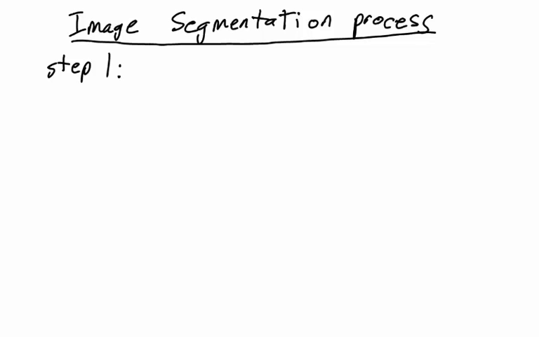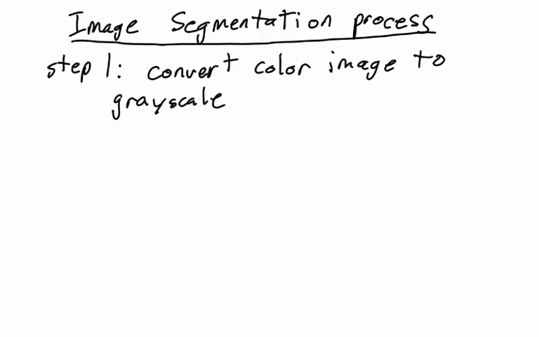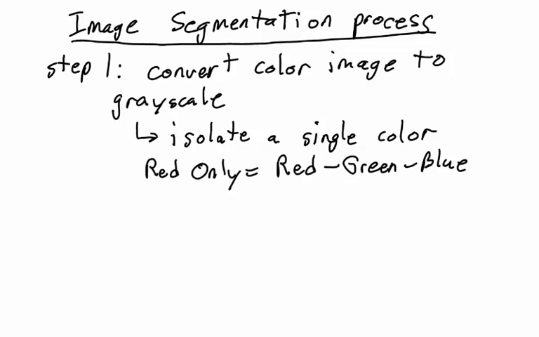Step 1 is to convert the color image to a grayscale image. We learned several ways to do this in Robotics 1. One way to do this is to isolate a single color. Remember that the way we did this was we took the matrix corresponding to one of the 3 colors, red, green, or blue, and we subtracted the other 2 colors. For example, if we want an image that only has the red colors, we can take the red matrix and subtract the green and blue matrices.